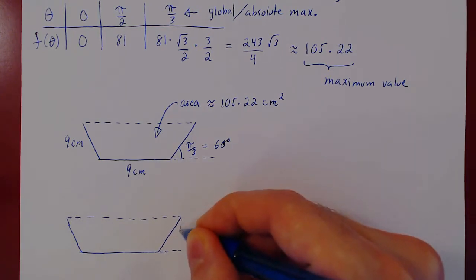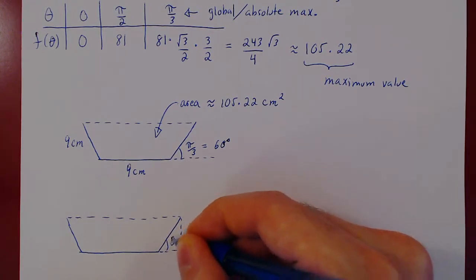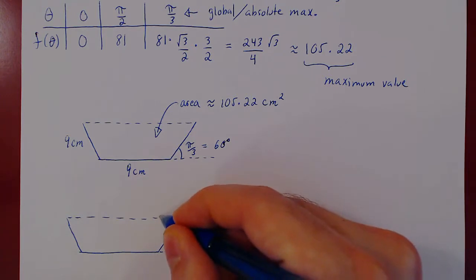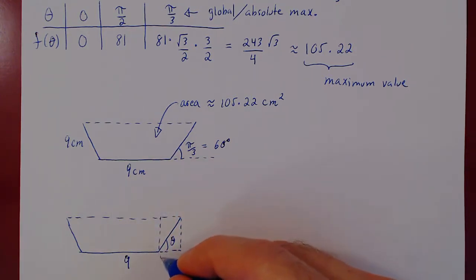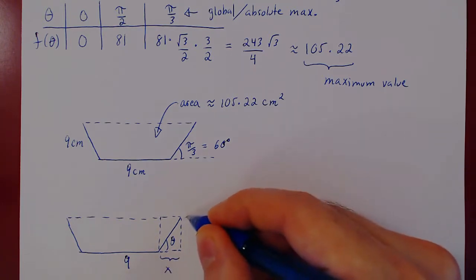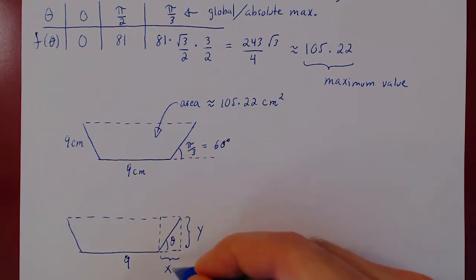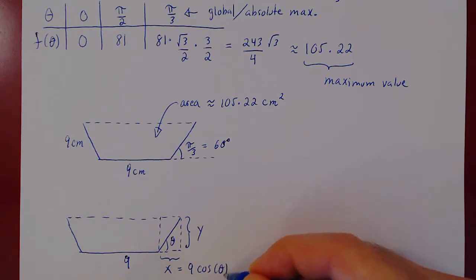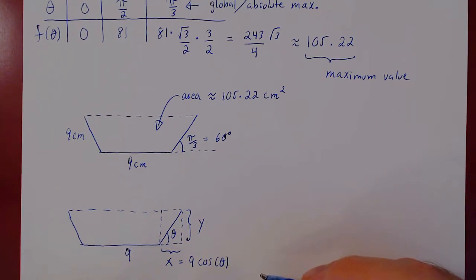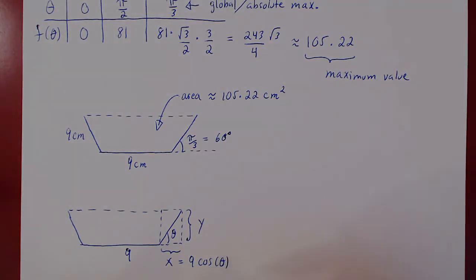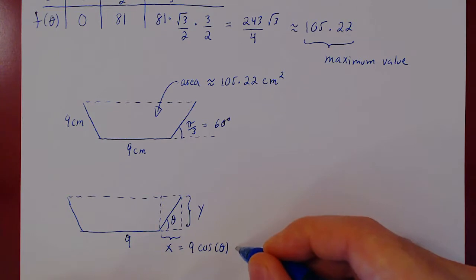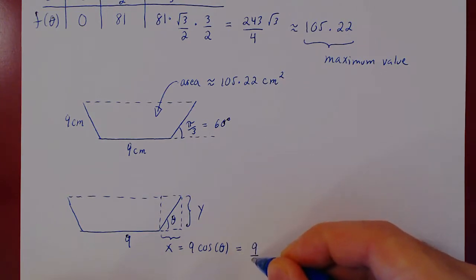We had a right triangle here, where the angle was theta. This is 9. This was our x value. This was our y value. And x was 9 cosine of theta. But we reached maximum when theta was pi over 3. Cos of pi over 3 is 1/2. And so we get that x is 9 times 1/2, 9 over 2.